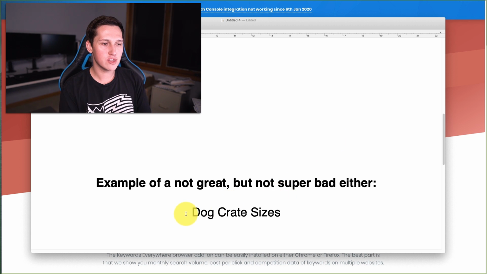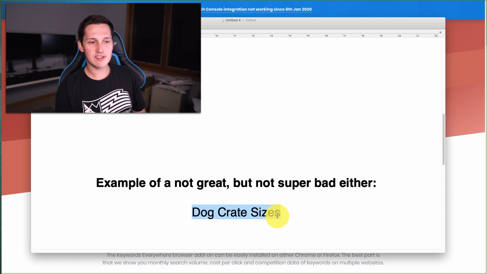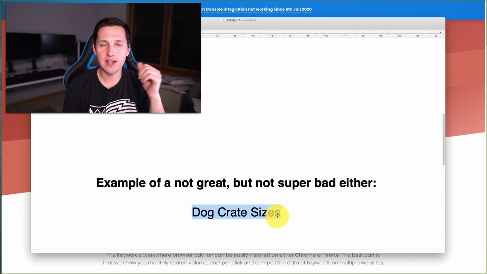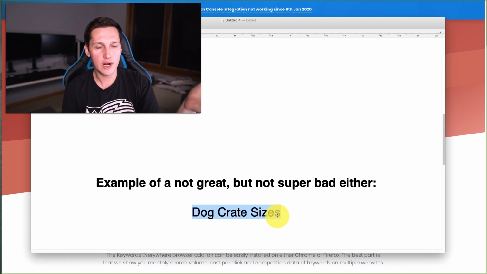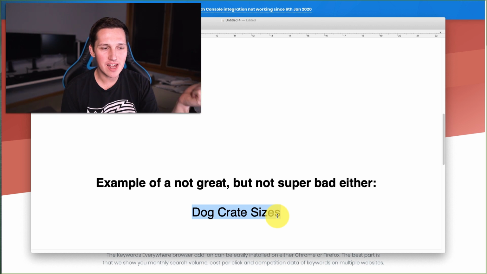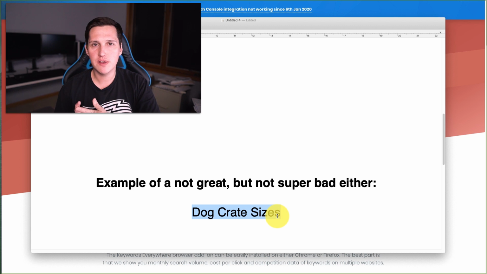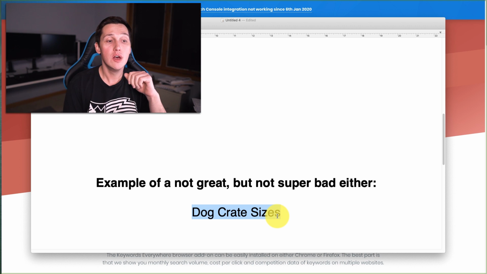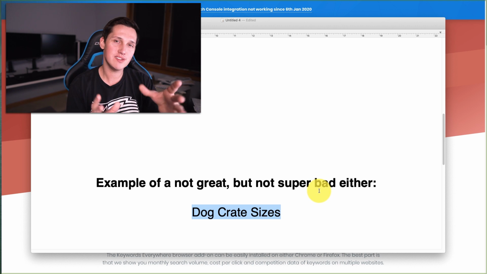So this one is dog crates. It's the dog crate niche. And this keyword is dog crate sizes. So it's not super bad because they probably understand that they need a dog crate. Like they're not searching like, what are dog crates used for? But at the same time, they're not really sure on specifics of what size they want, and they're still probably not totally at the end of their journey, but it might be something that you want to consider, but it's not the greatest.